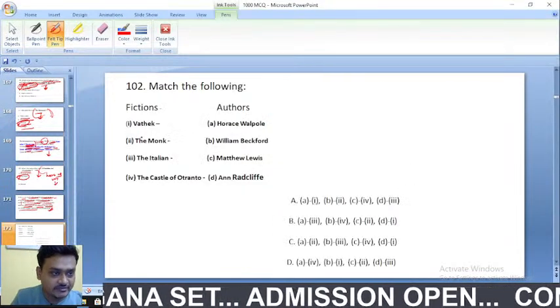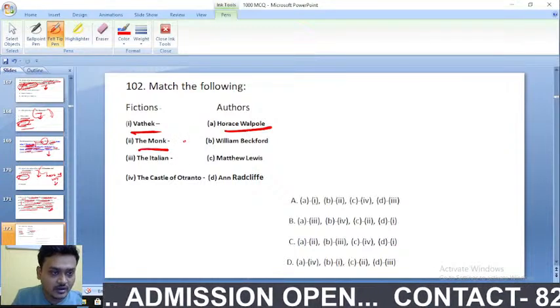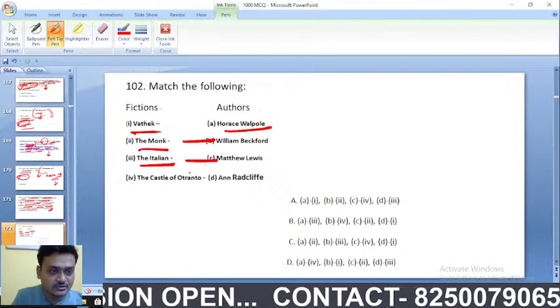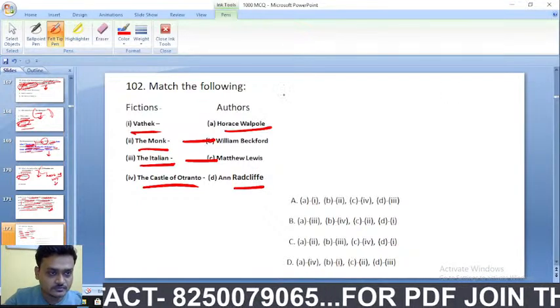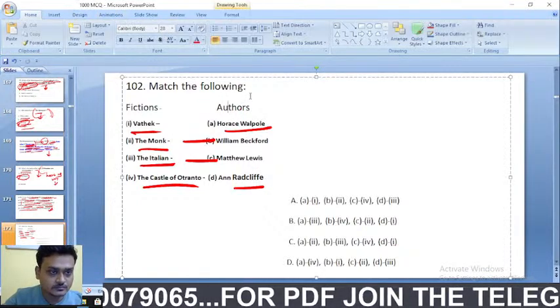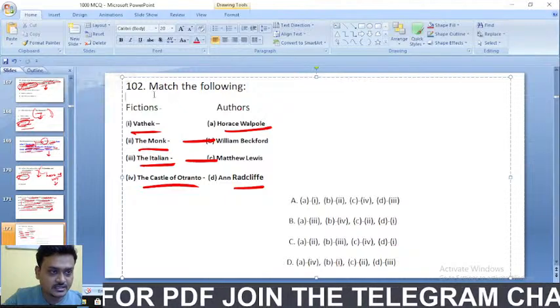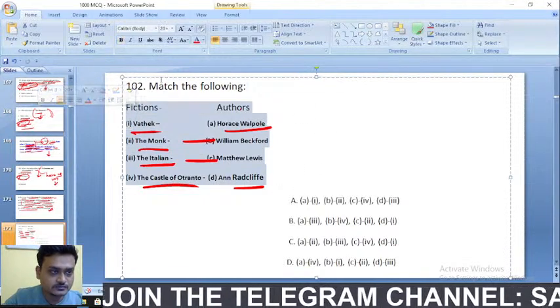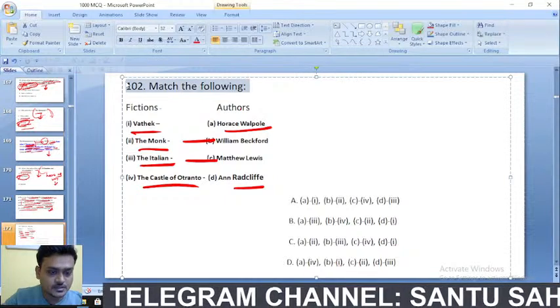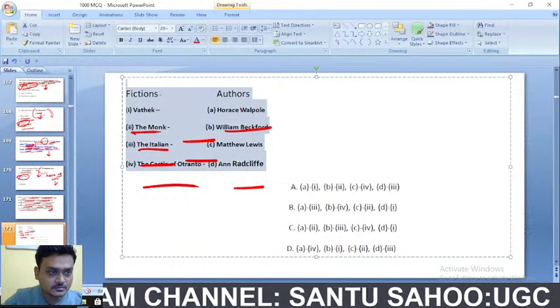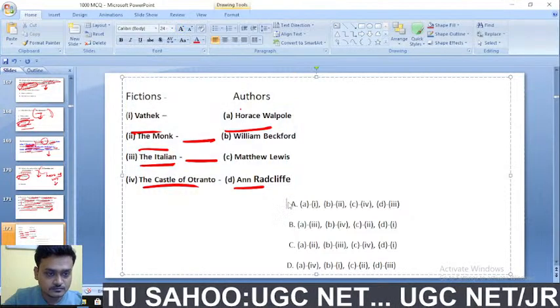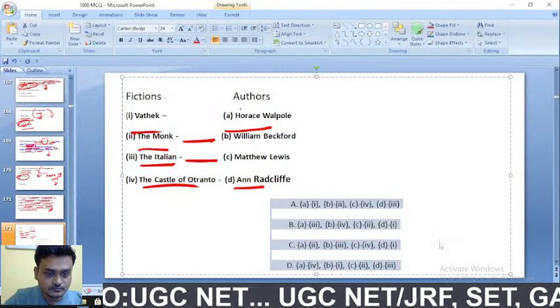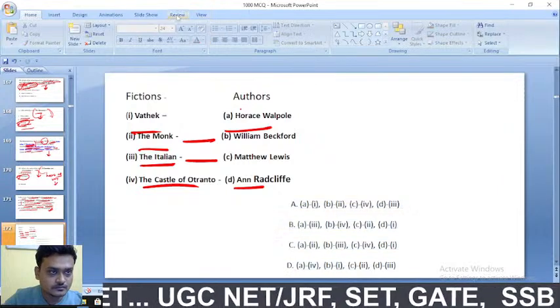Chalo. Here is Vathek, Horace Walpole, The Monk, William Beckford, The Italian, Matthew Lewis, The Castle of Otranto and Radcliffe. Chalo. Match karna hai. Chalo. Isko bada karte hain. Answer.